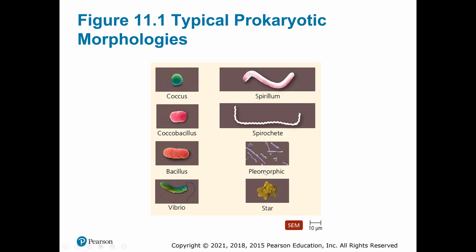When you see the word pleomorphic, and you see like what kind of shape is that? I have no idea. There are some species of bacteria that don't have a consistently defined shape. The cells can take on any shape, and that's what we mean by pleomorphic. And then there are some prokaryotes that have this star shape. But we're going to focus again mostly on coccus and bacillus.